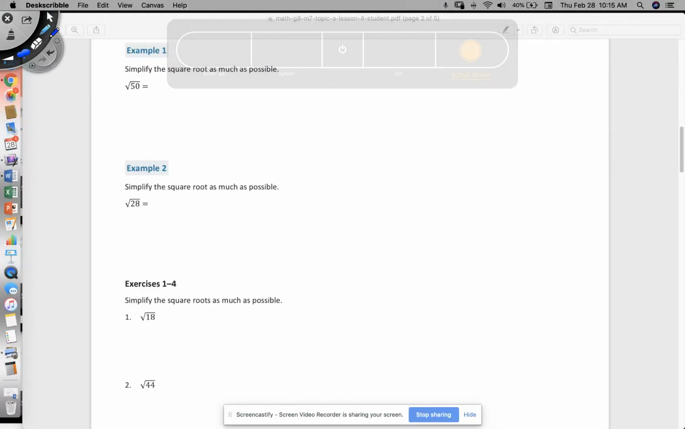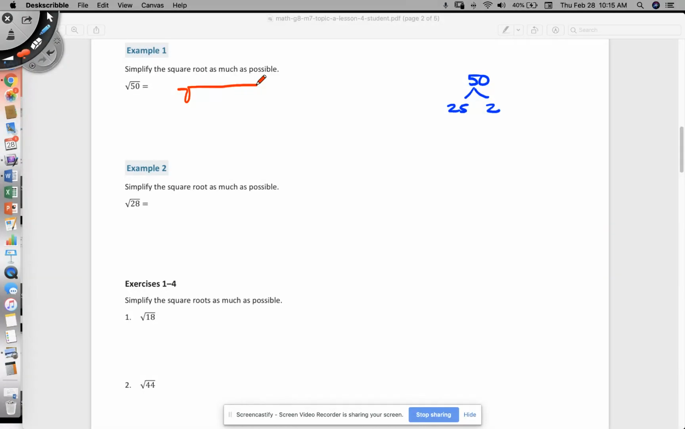Example 1, we have root 50. Again, not a perfect square. So I'm going to say 50. Its possible combinations is obviously 50 times 1. That's not going to help me much. 10 times 5, not going to help me. How about 25 times 2? Now, 25 is a perfect square, so that's my combo.